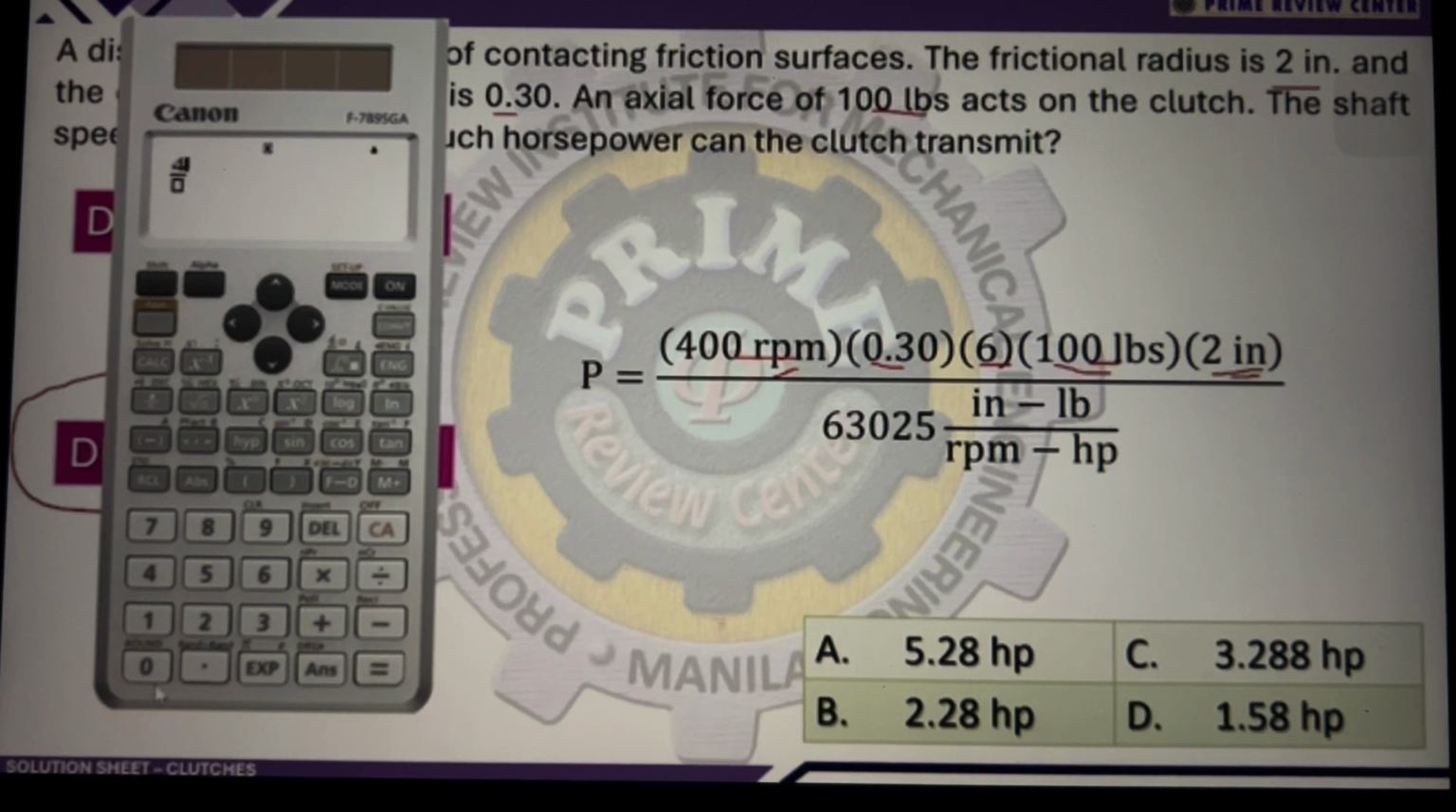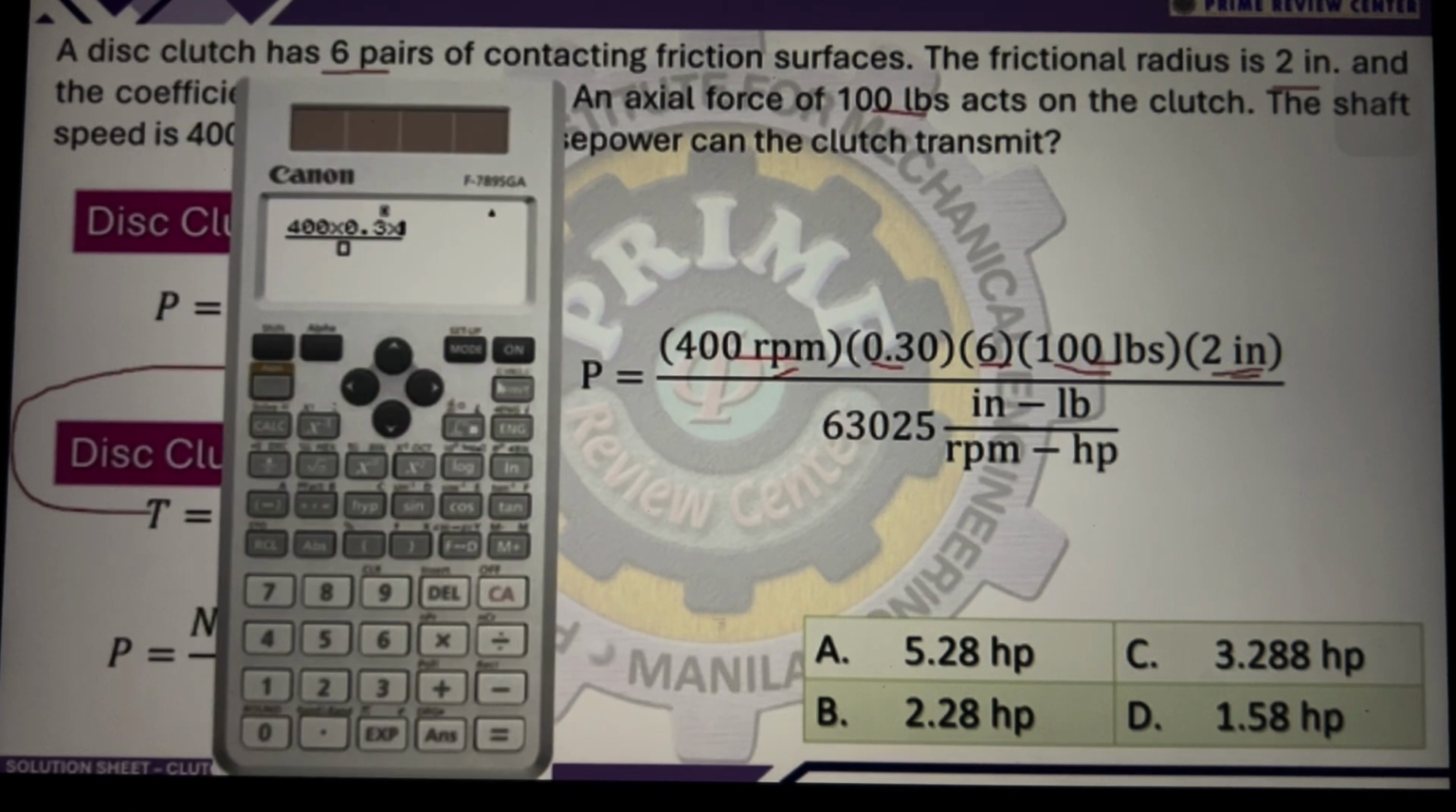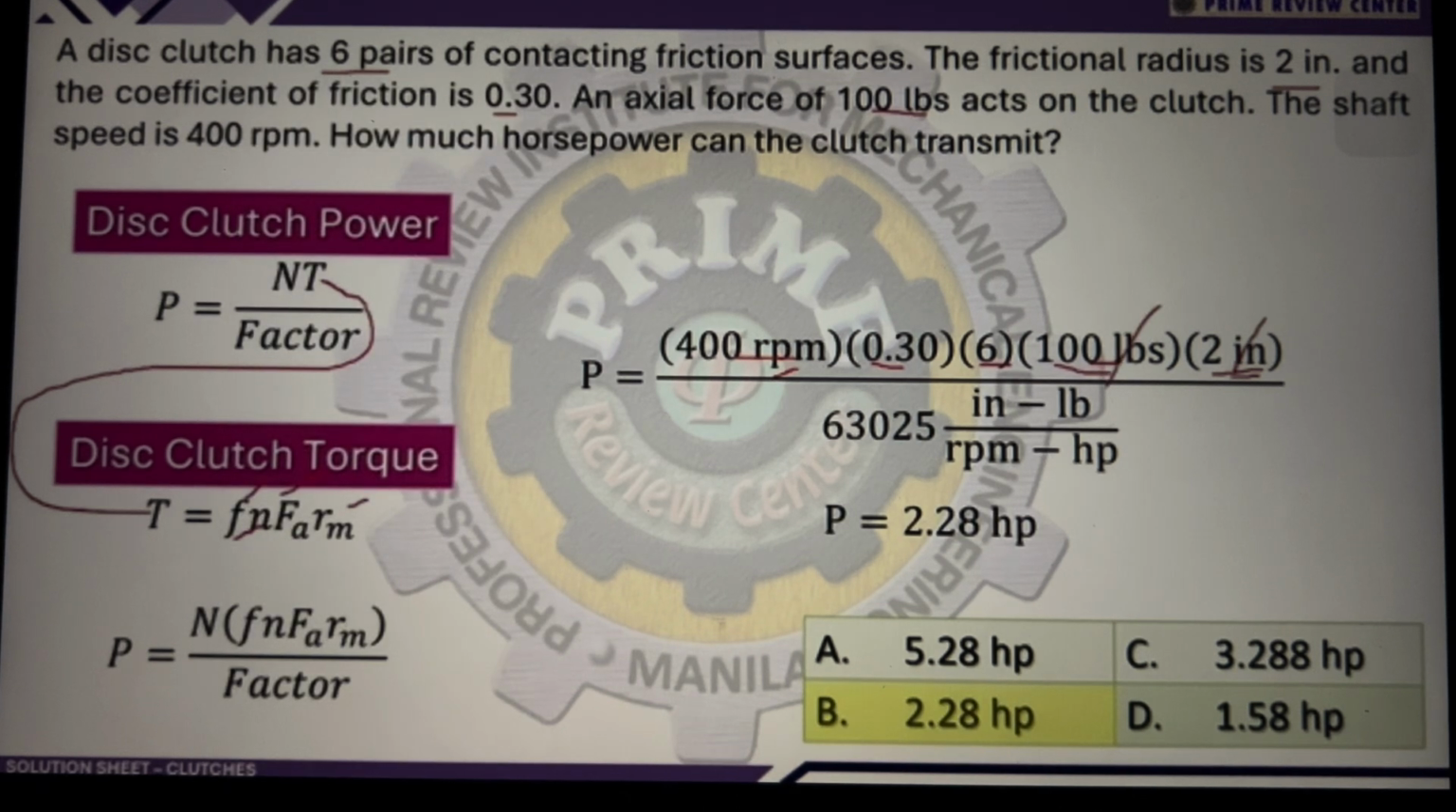Ilagay lang yan sa calculator yung values natin. Bali, that is 400 times yung fan farm. Ayan, so basically, yan lang yung kailangan to solve the problem. Bali, we can now determine yung power, that is 2.28 horsepower. So basically, yan yung letter natin. By the way, pag chinek nyo yung unit analysis, makaka-cancel out yung inch pound at yung RPM, o horsepower yung matitira.